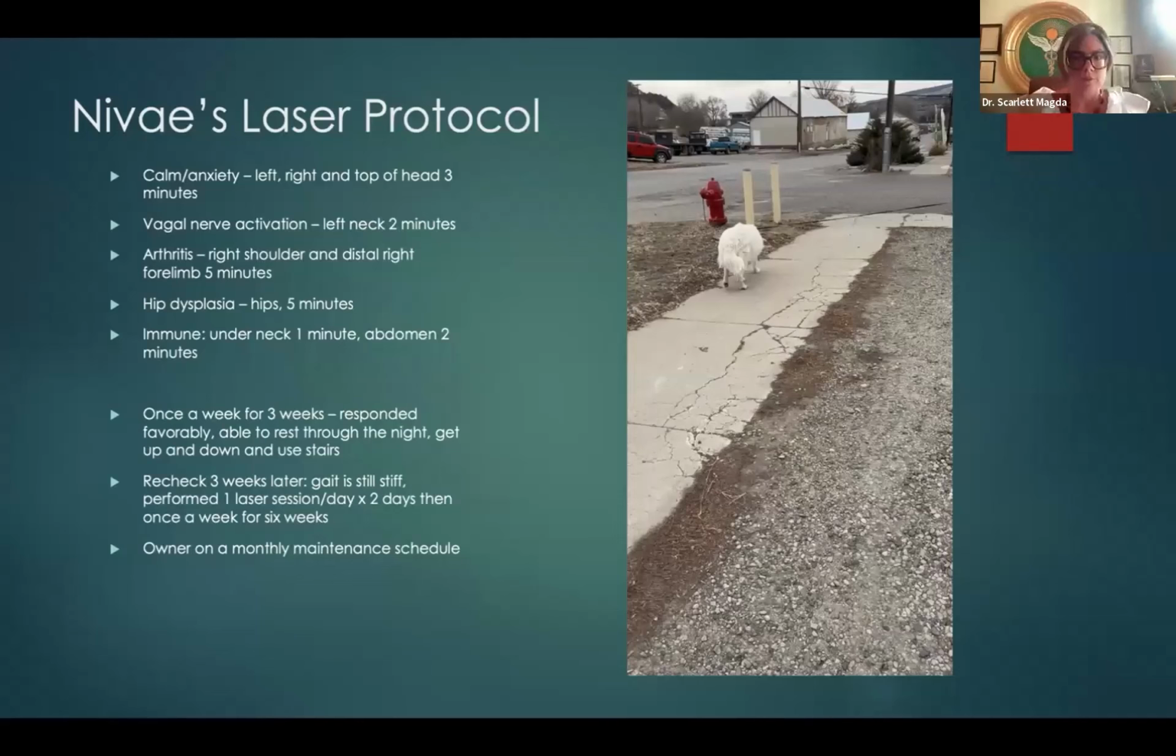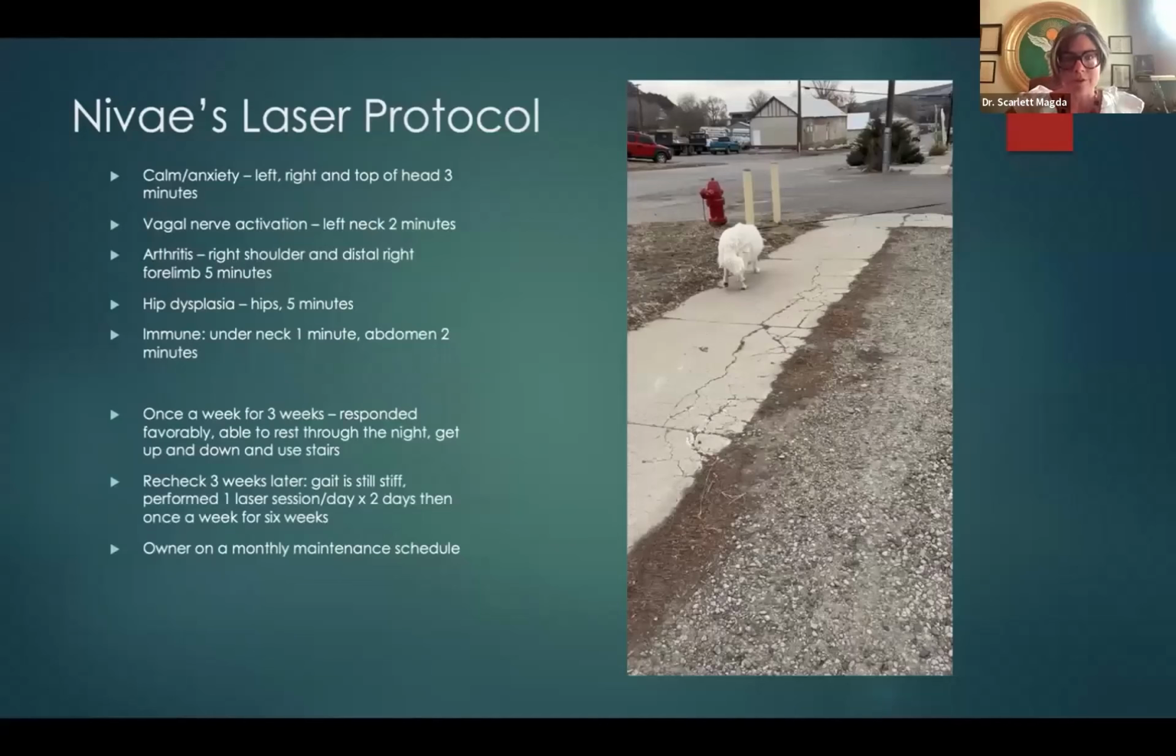And then there's a rife frequency for arthritis. So I shine that on Nivae's right shoulder, on her distal right forelimb for 5 minutes, so that whole area. And then there's a hip dysplasia setting. It'll go on her hips for 5 minutes.